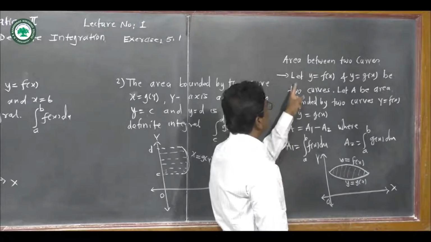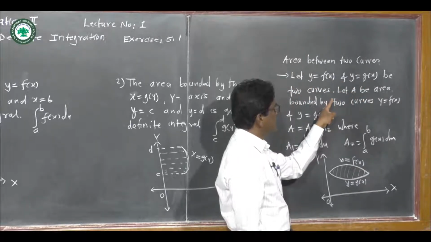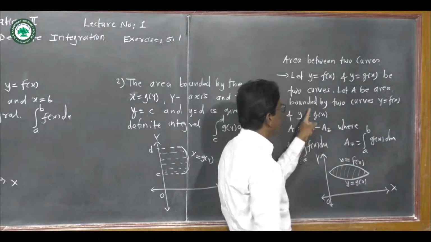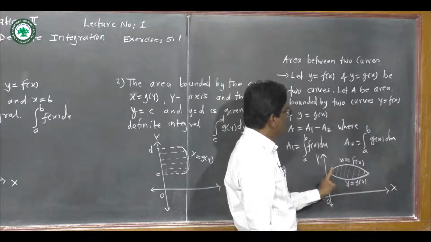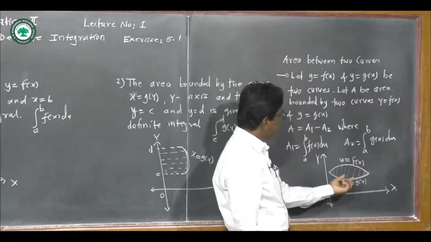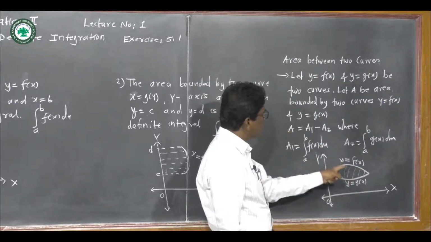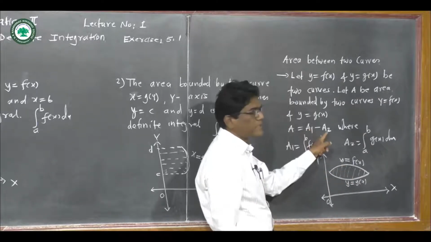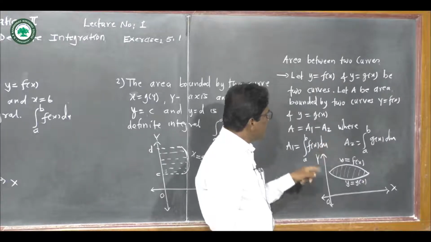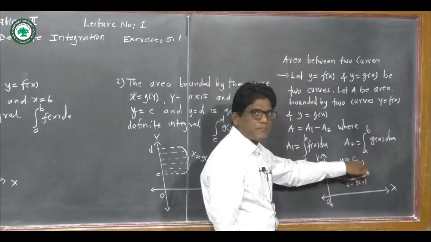Means here let y is equal to f of x and y is equal to g of x be two curves, and let A be the area, this shaded region, suppose capital A, bounded by two curves, y is equal to f of x and y is equal to g of x. Then this area is equal to, we denote it as A, suppose A1 minus A2. What is here A1 and A2? A1 is the area under the curve y is equal to f of x.